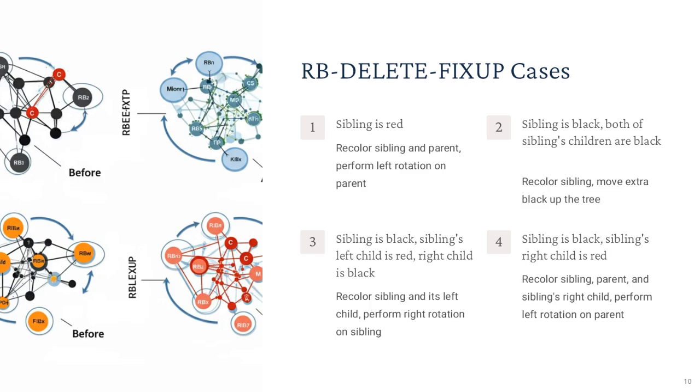A right rotation is performed on the sibling, converting it to the fourth case. Finally, in the fourth case, the sibling is black, and its right child is red. A left rotation and recoloring remove the extra black, restoring the tree's balance. These cases ensure that the tree remains a valid red-black tree after deletion.